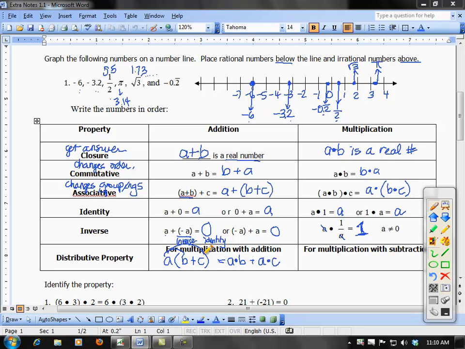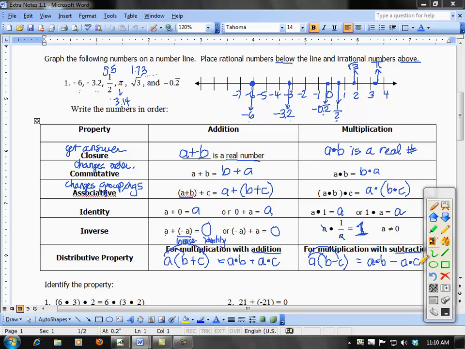Same thing for subtraction, not just addition. So we did addition, so let's look at subtraction. What if I took b minus c? Again, that a gets multiplied to both quantities. So I have a times b minus a times c. And so this is the idea.